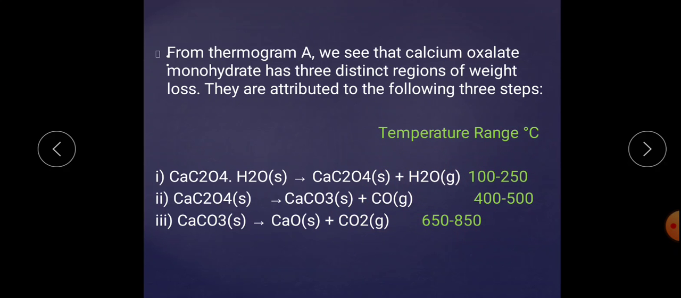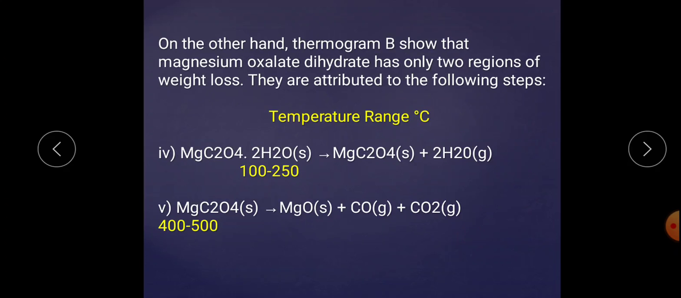Similarly, for thermogram B, magnesium oxalate dihydrate has only two regions of weight loss. The first one: when magnesium oxalate dihydrate is heated between 100 and 250 degrees Celsius, it gets converted into anhydrous magnesium oxalate with the liberation of water. So the first weight loss is because of the loss of water molecules, and the second weight loss takes place between 400 and 500 degrees Celsius.